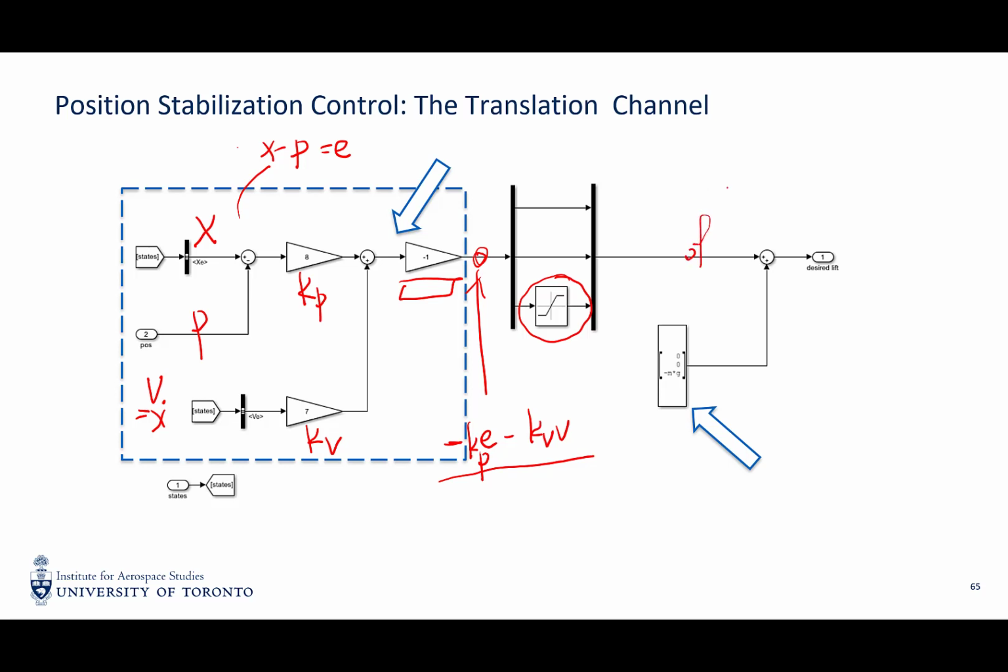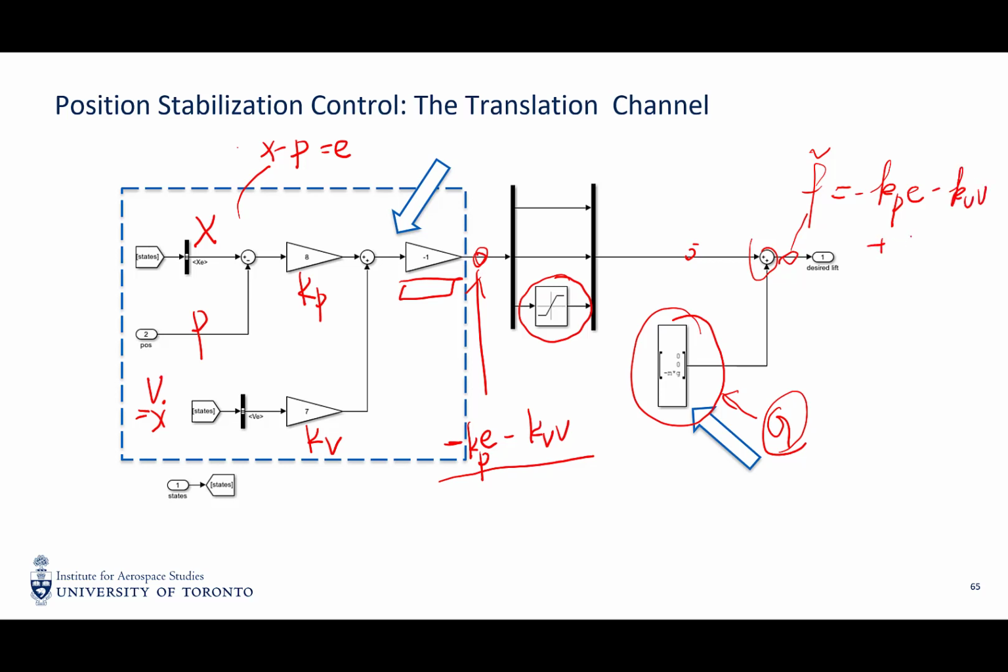In addition to the PD control terms, we should have a gravitational compensation term. The lift force is going to first cancel the gravity and then drive the quadrotor to the given location. By summing up these two, we get F tilde. So F tilde equals minus Kp times E minus Kv times V plus Ag, right, the gravitational compensation force.